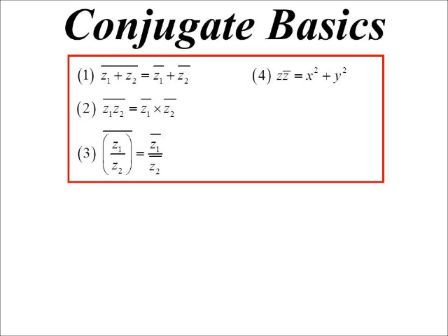Multiply by its conjugate, that's what I was just saying, is the sum of two squares. Not just any two squares, it actually turns out to be the real part squared plus the imaginary part squared.